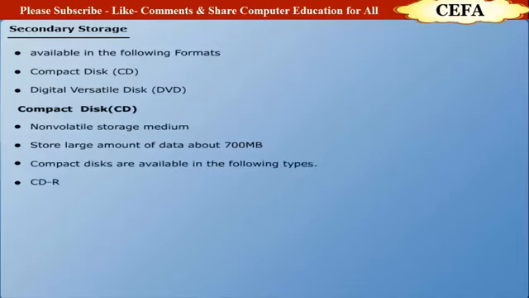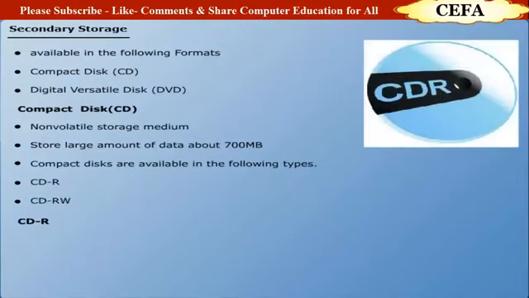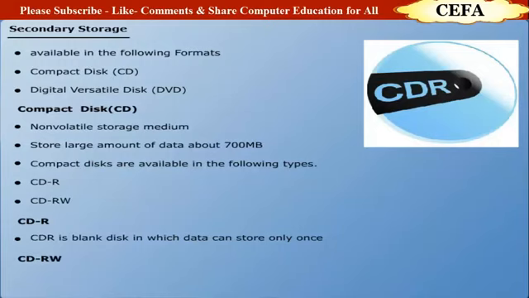Compact discs are available in the following types: CD-R, CD-RW. CD-R. CD-R is a compact disc on which data can be written only once, and therefore CD-R is called read-only memory. Data cannot be erased from CD-R.